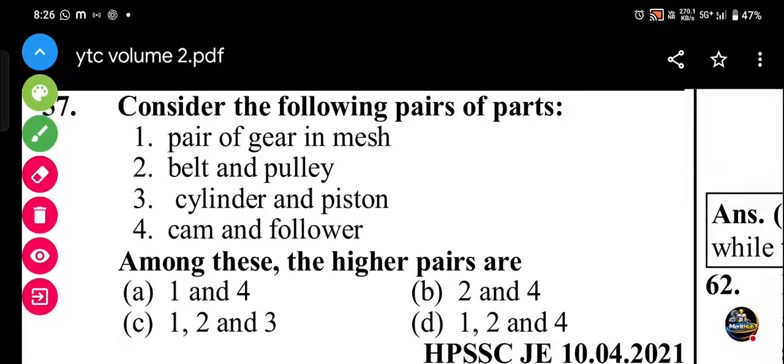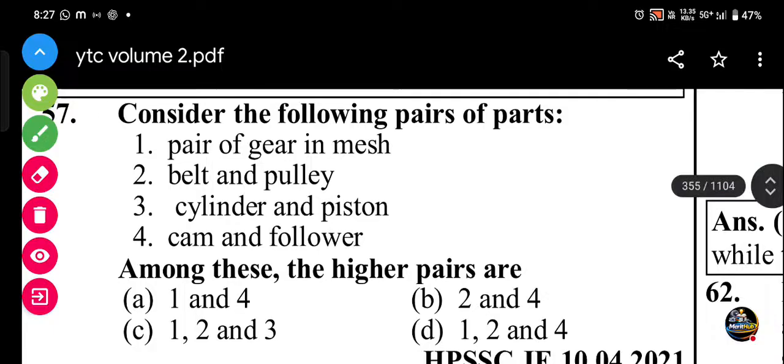Next, consider the following pairs of parts: pair of gears in mesh, belt and pulley, cylinder and piston, cam and follower. Those are the higher pair. The pair of gears in mesh has a line or point contact, so it is a higher pair. Belt and pulley, cylinder and piston, and cam and follower. Cam and follower is a higher pair.